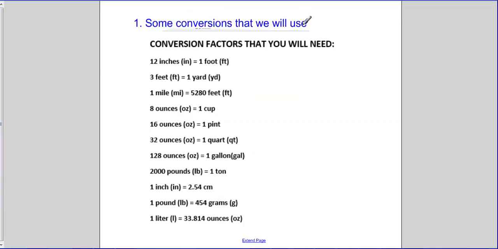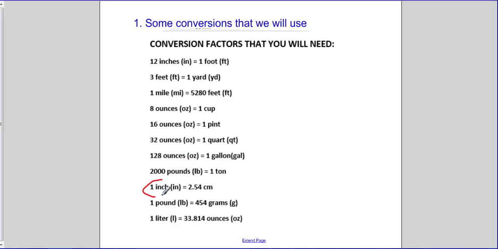So some conversions that we will use and that you will need. 12 inches is a foot, 3 feet is a yard, 1 mile is 5,280 feet, 8 ounces is a cup, 16 ounces is a pint, 32 ounces is a quart, 128 ounces is a gallon, a ton is 2,000 pounds.